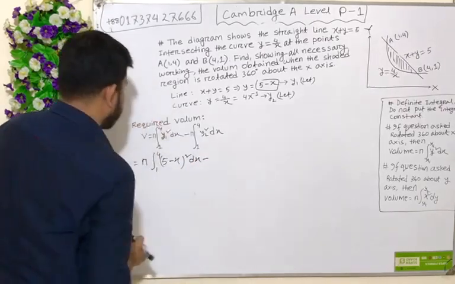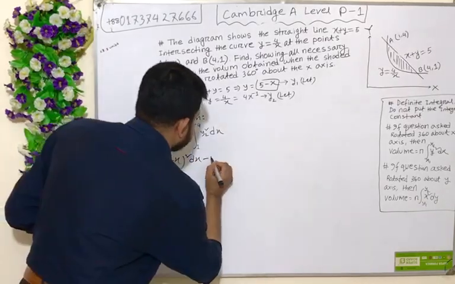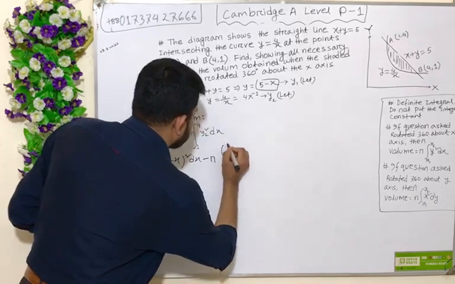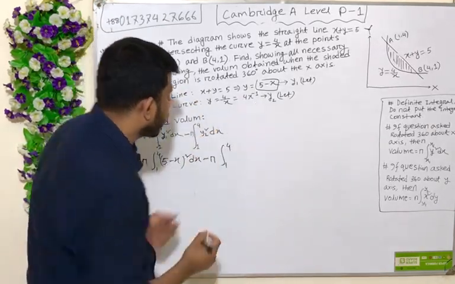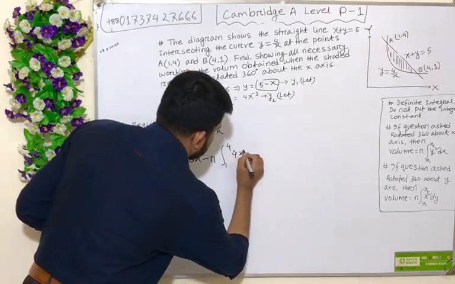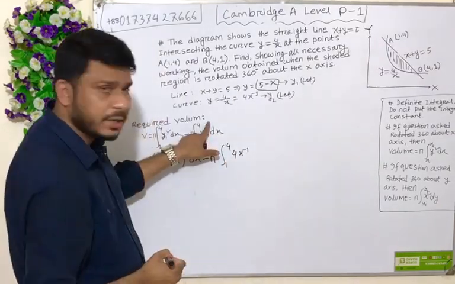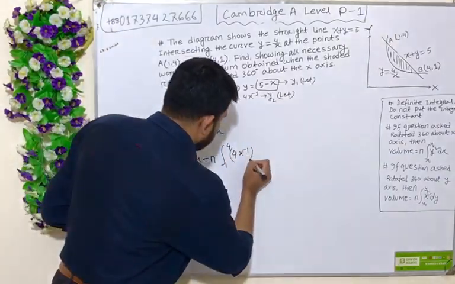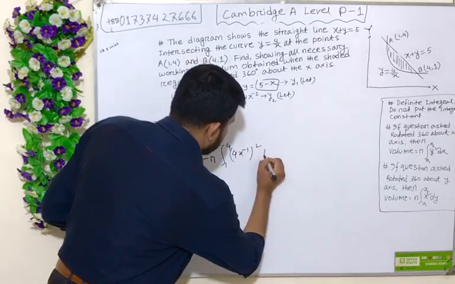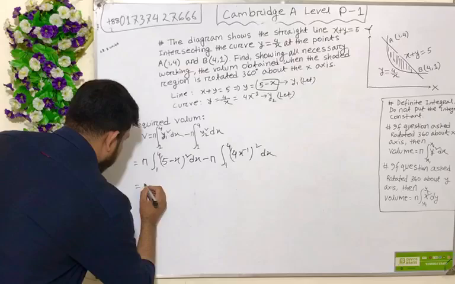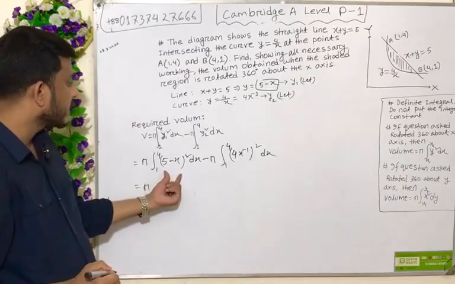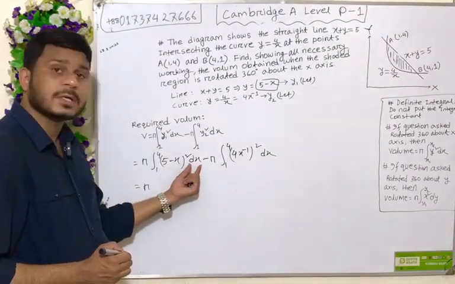And minus, and this is 1 to 4, right? And this is y2, which is 4 x inverse 1, and this is power 2, so we have to write here power 2, and this is dx. Then this is pi, just copy, and we are going to integrate it with respect to x.